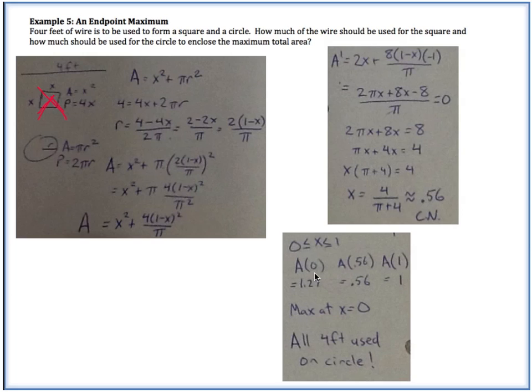Now you do have to test your endpoints, A of 0, A of 0.56, and A of 1. And when you substitute this back into your primary equation right here, you would find that area is 1.27 and 0.56 and 1. And so the maximum has to be right here at x equals 0. And so the way this is going to make the maximum area is that all 4 feet is going to be used on the circle. And that is finding an endpoint maximum.